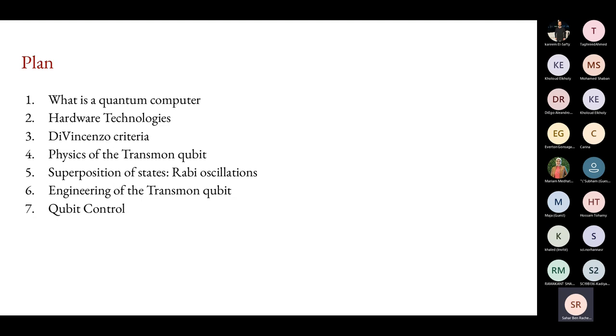And then I would like to go through the Rabi oscillations, which are the real manifestation of superposition in qubits. Then I would go through the basic engineering steps for building the transmon qubit. In the end, I would like to go through qubit control, so how we create gates based on the transmon qubit.